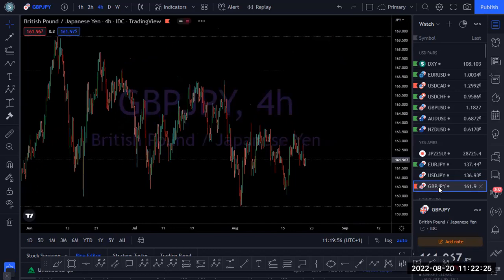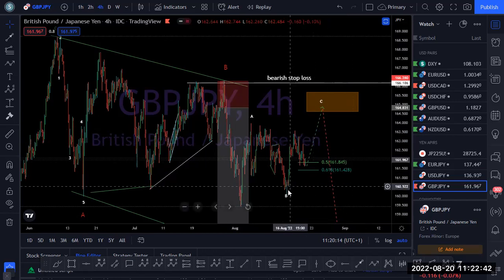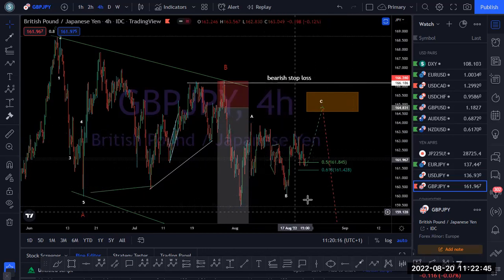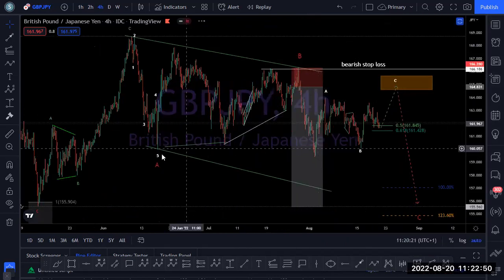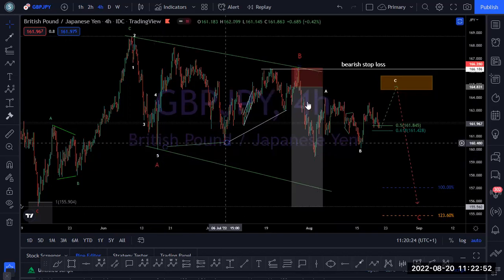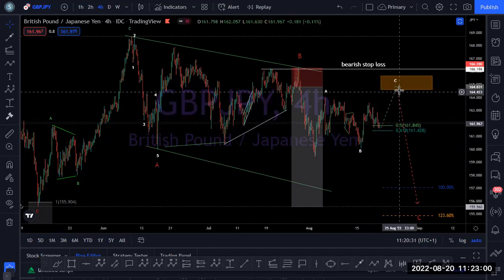Pound JPY. Pound JPY and EURJPY are making similar moves. So I was looking for a new low from here. By new low I mean something lower than this. But it went up, it's not correcting. So I'm looking for a new high.